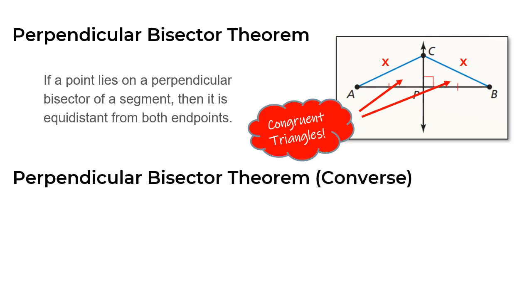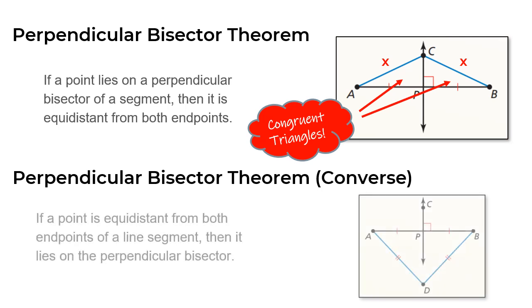Now we're going to use that here in just a minute and do a couple examples, but I also want you to know that you can use the converse of this theorem. Remember, the converse statement just takes those if and then parts, the hypothesis and conclusion, and switches the order around. So we can take that and create a converse statement, and we can use the converse statement then to prove that we have a point that's on a perpendicular bisector.